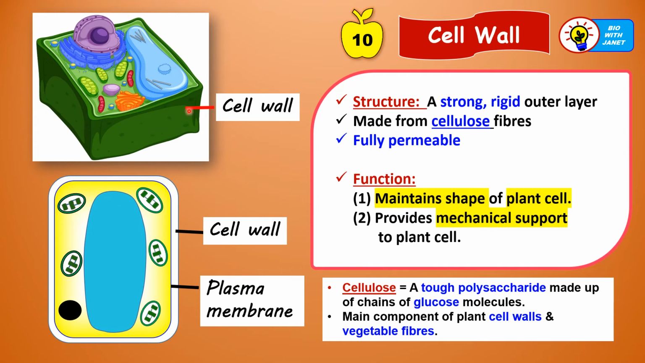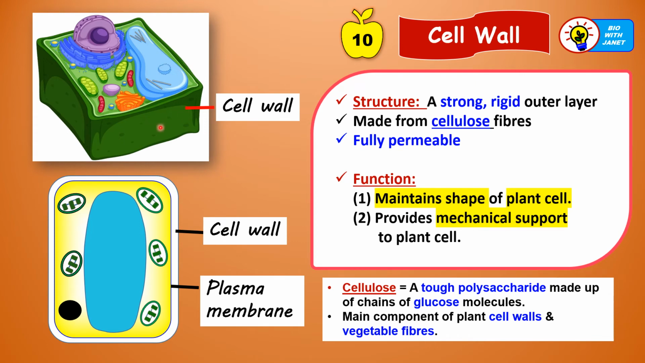That means it allows all the common substances to move through it, unlike the plasma membrane, which is semi-permeable. The plasma membrane is the membrane that is found below the cell wall. That's the next membrane, side by side with the cell wall.